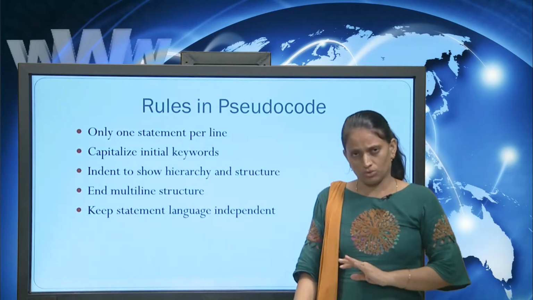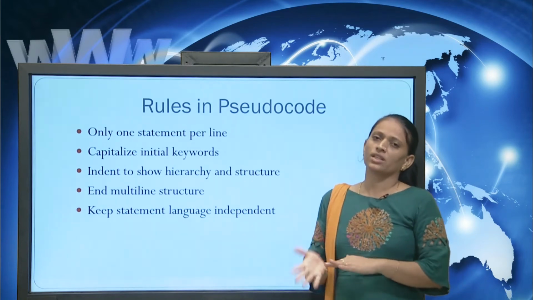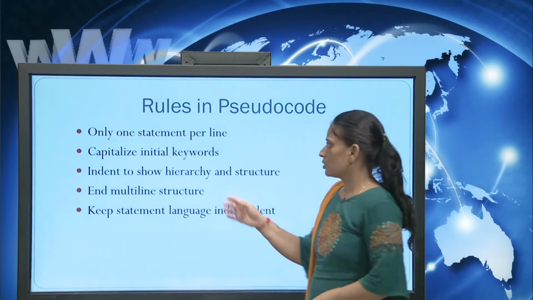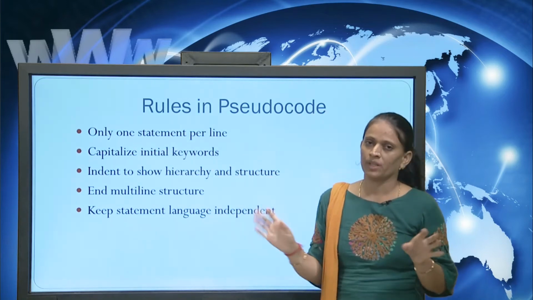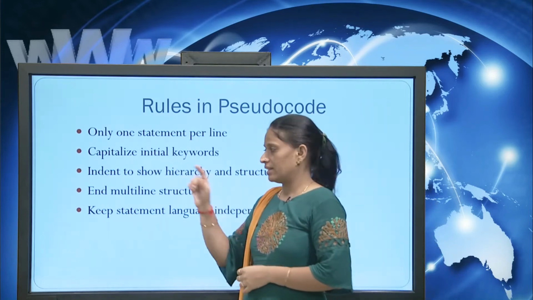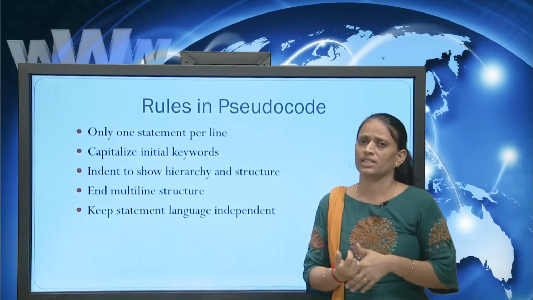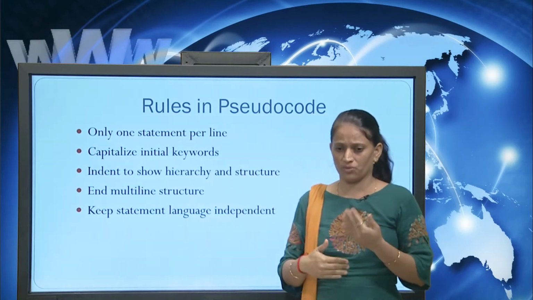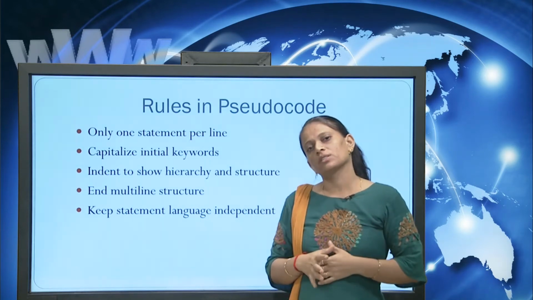The basic rules: though there is no fixed rule for pseudo code, there are certain rules we use just for differentiating the text. We use only a single statement per line; multiple statements are not included in a single line. Capitalize the initial keyword. For reference purposes, whatever the initial keywords are, they will be capitalized, like when we want to read something, write something, or use any loop, it will always be in capital letters.